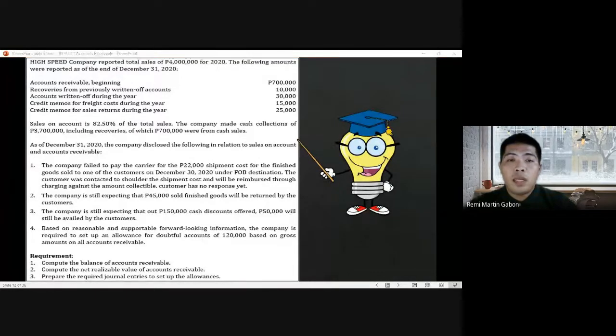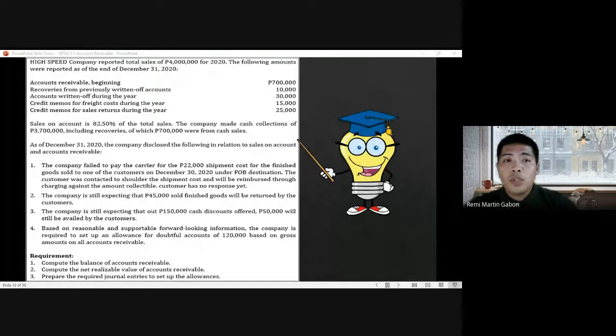Now, for that purpose, the resort of the courier is to run after the buyer for the freight cost. Okay? Yan yung magiging scenario dyan. The customer was contacted to shoulder the shipment. So kinontak ng company yung buyer to temporarily shoulder the shipment. And as a resort, reimbursement should be through charging against the amount collectible. The customer has no response yet. Okay, so the customer had no response, so meaning no confirmation yet if the customers have shouldered the freight.